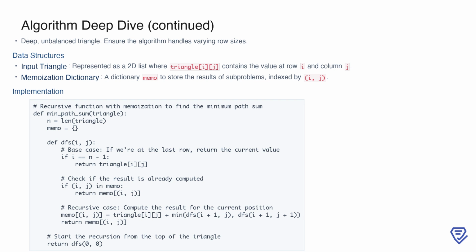We first define the main function min_path_sum(triangle), which initializes the memoization dictionary and defines the inner recursive function dfs(i, j). The base case checks if we're at the last row, returning the current value. For all other positions, we first check if the result for i, j is already in memo. If not, we calculate the value using the recursive formula and store it in memo. Finally, we start the recursion from the top of the triangle at 0, 0, and return the result. This approach ensures that we efficiently compute the minimum path sum while avoiding redundant calculations.